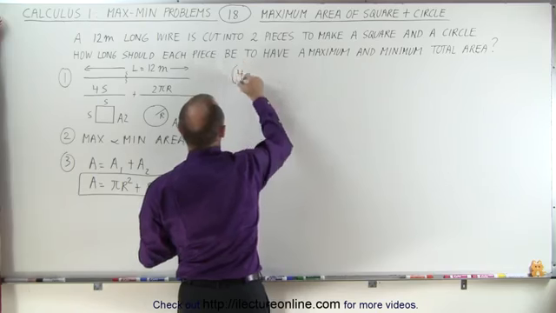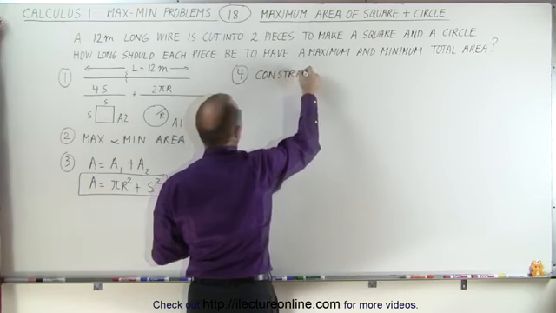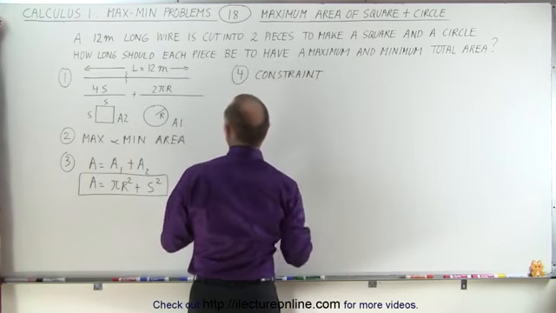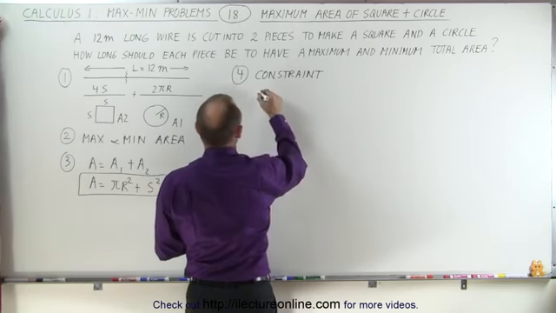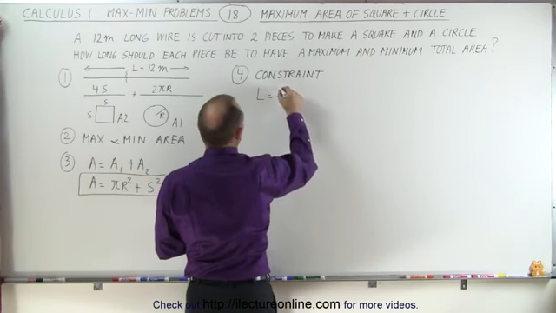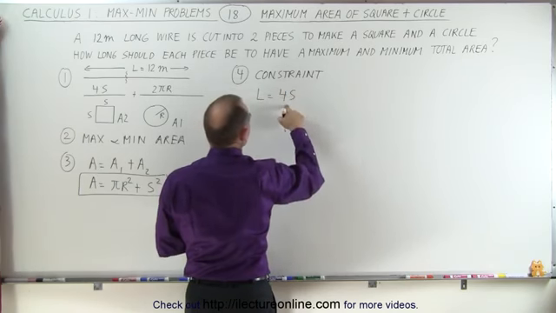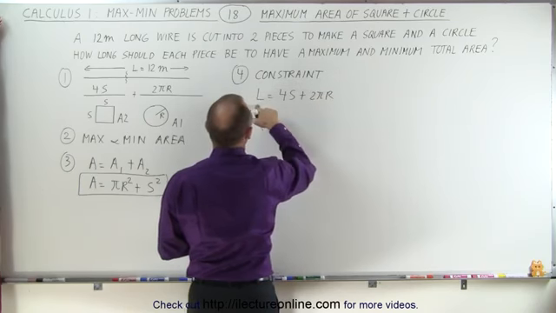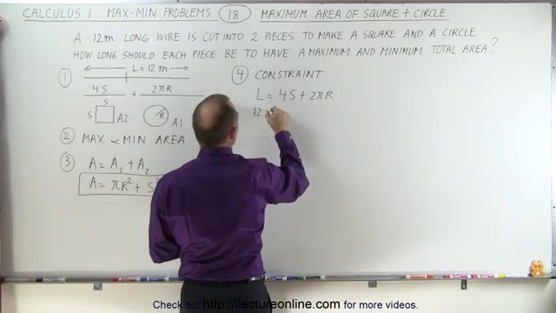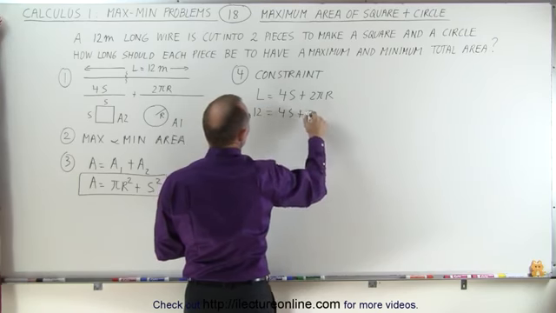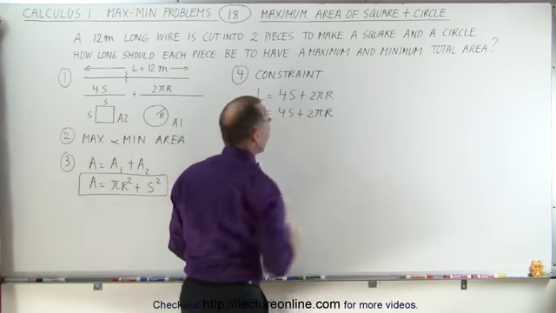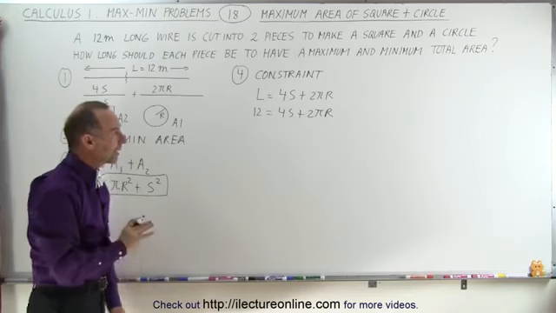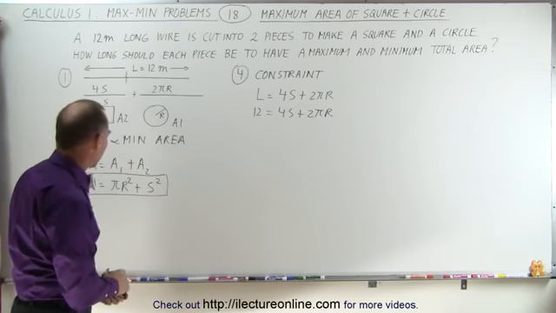Step 4, we need a constraint. Now the constraint tells us that the total length should equal the perimeter of the square plus the circumference of the circle. And we know that the length is 12 meters, so 12 equals 4s plus 2 pi r. There's our constraint that allows us to relate s and r to each other.